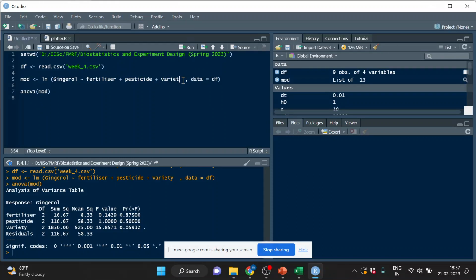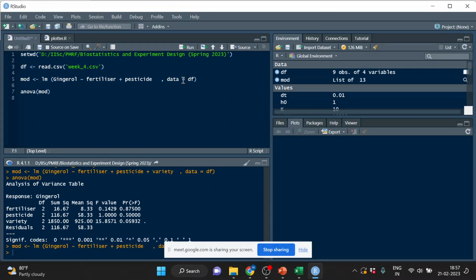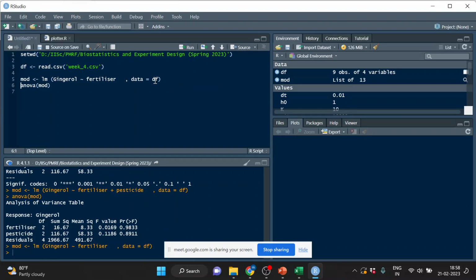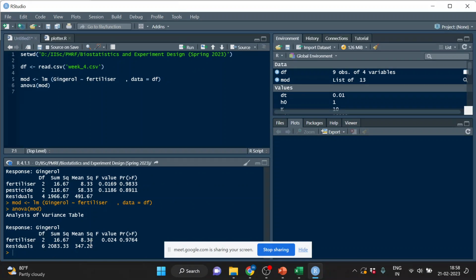I can just put two. I don't need to put even variety. I can just put these two and I can do an ANOVA. So it's not checking for the effect of variety at all, just pesticide and fertilizer. I can just put one. I can just put fertilizer. It will just give me the effect of fertilizer.